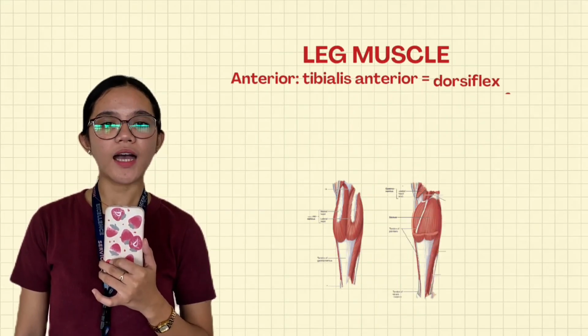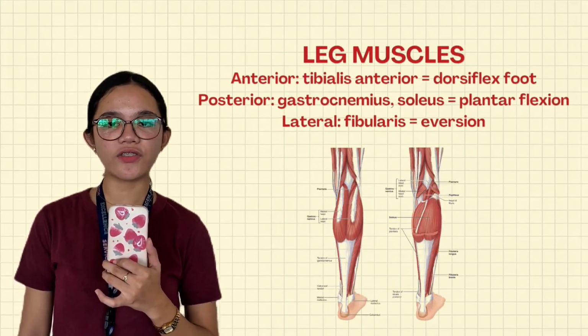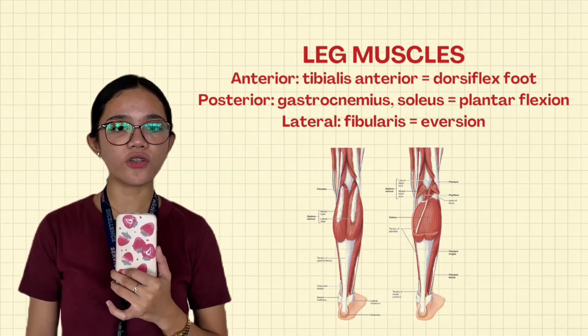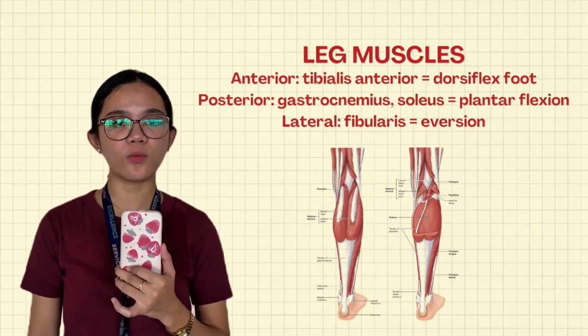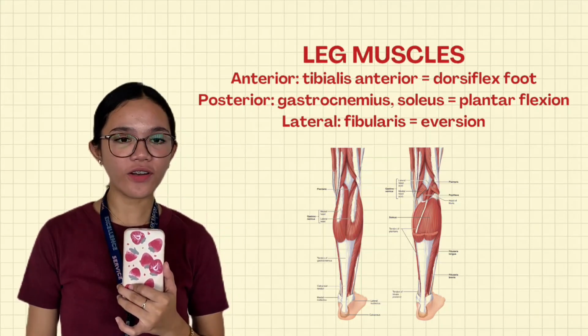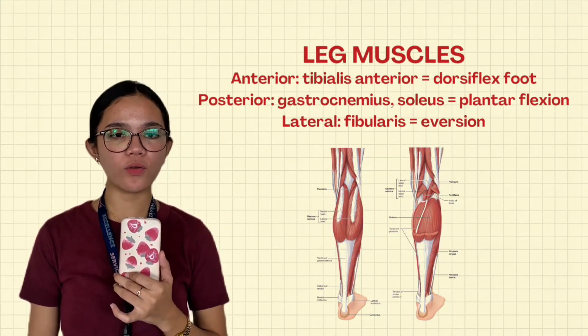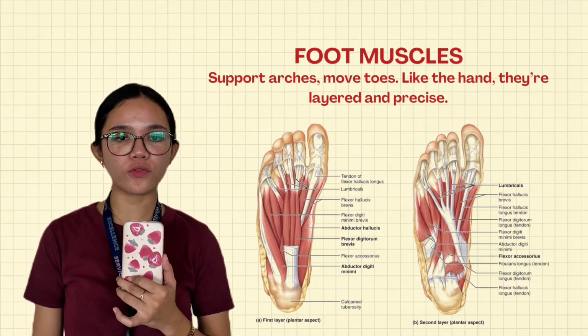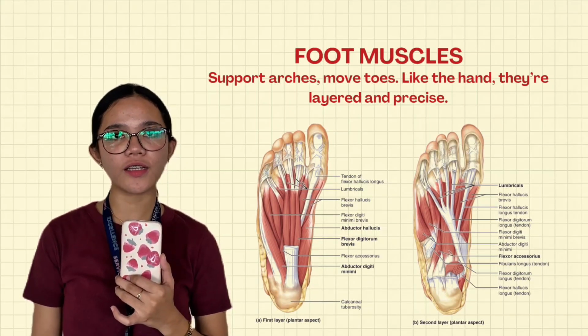Leg muscles. Anterior: tibialis anterior dorsiflexes the foot. Posterior: gastrocnemius and soleus produce plantar flexion. Lateral: fibularis muscles produce eversion. Foot muscles support arches and move toes. Like the hand, they are layered and precise.